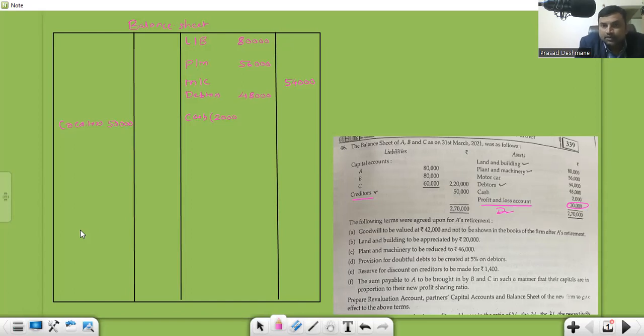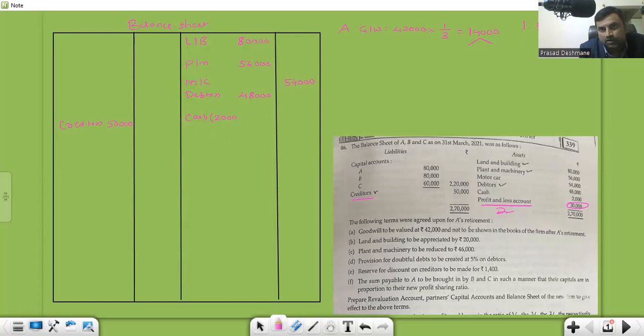Correct? Now the following terms were agreed upon for A's retirement. Goodwill is valued at 42,000. Whenever the goodwill given is the firm's goodwill, we need to calculate the retired partner's goodwill. So A's goodwill is equal to 42,000 into A's share. The old ratio between all three partners is equal, that's why 1/3. So 42,000 divided by 3 is 14,000. That we are going to split. No new ratio is given, so I'm going to split in the old ratio.